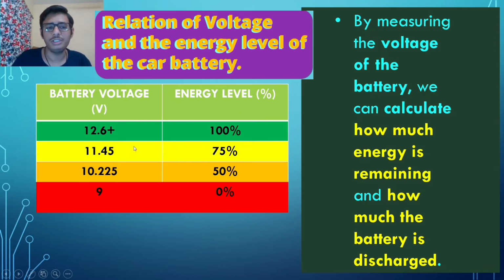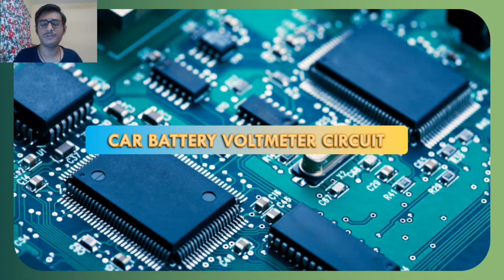A car battery whose voltage is near about 11.45 volts is 75% charged and 25% discharged. Now we enter the danger zone. If the car battery voltage is near about 10.2 volts, then the battery is said to be 50% charged and 50% discharged. And if the battery voltage is near about 9 volts, then the battery is dead. It is fully discharged.